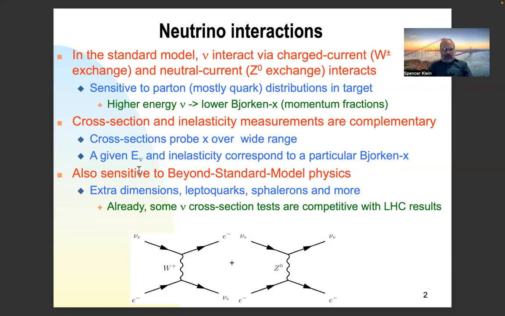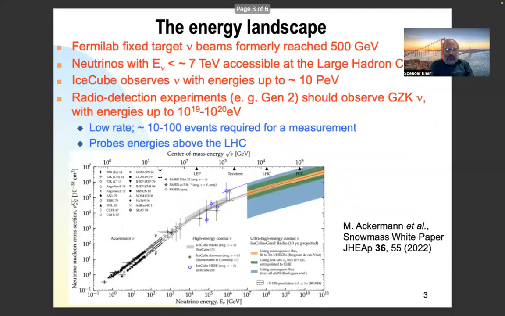And the other interesting thing is this is also sensitive to a wide variety of beyond standard model physics, which would add new neutrino interactions. These include the possibilities of extra spatial dimensions, leptoquarks, sphalerons, and much more. And already some of the neutrino cross-section tests from IceCube are competitive with LHC results.